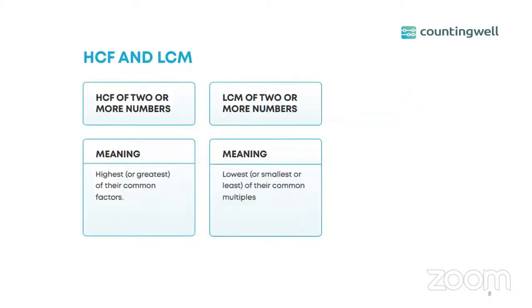Now let us see what is HCF and LCM. HCF of two or more numbers is nothing but the highest or greatest of their common factors. This is the abbreviation for HCF. So HCF stands for highest common factor. What is LCM? LCM is the lowest of their common multiples.